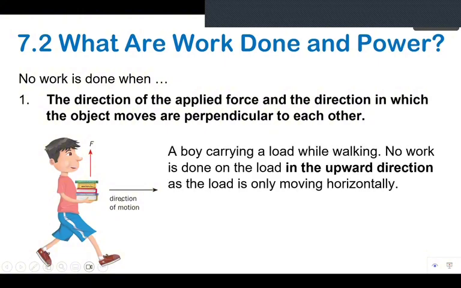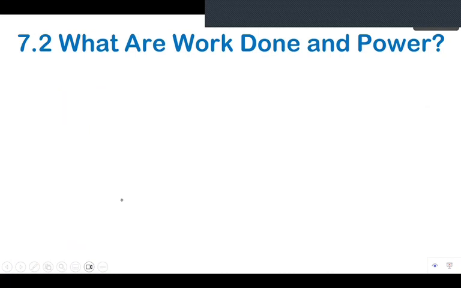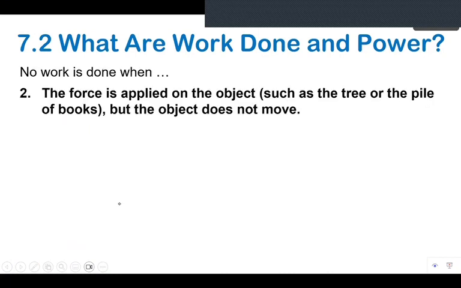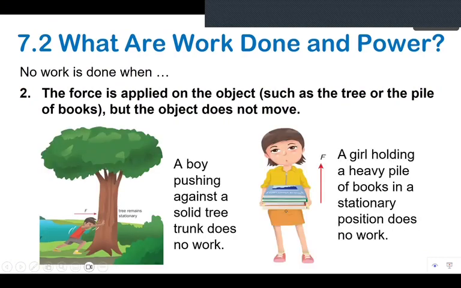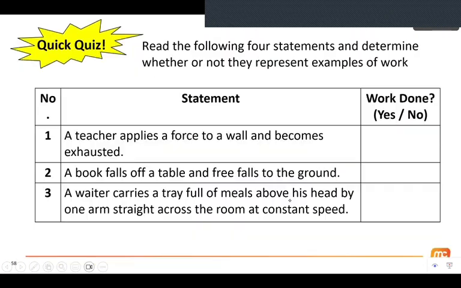Okay, the next scenario: no work is being done when there is a force, but the object does not move. So for example, the boy pushing on the tree that doesn't move, or the girl holding onto the book and standing stationary, there is also no work done because the book doesn't move up. Okay, so you may pause the video to think about whether there is work done for all these situations. Okay, I'm going to go through the answers now.